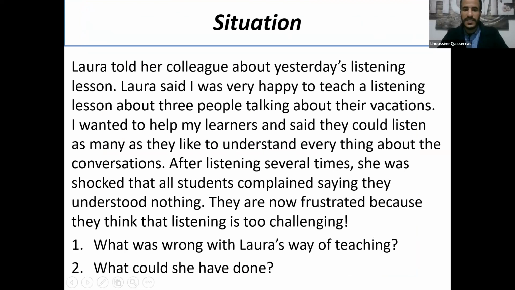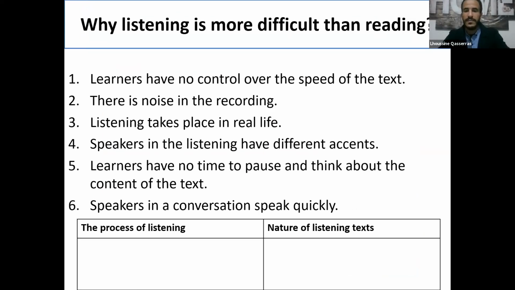So here, as you said, these are some of the reasons why learners find it challenging. And here we can do it all together. Why listening is more difficult than reading. Learners have no control over the speed of the text. There is noise in the recording. Listening takes place in real life. Speakers in the listening have different accents. Learners have no time to pause and think about the content of the text.